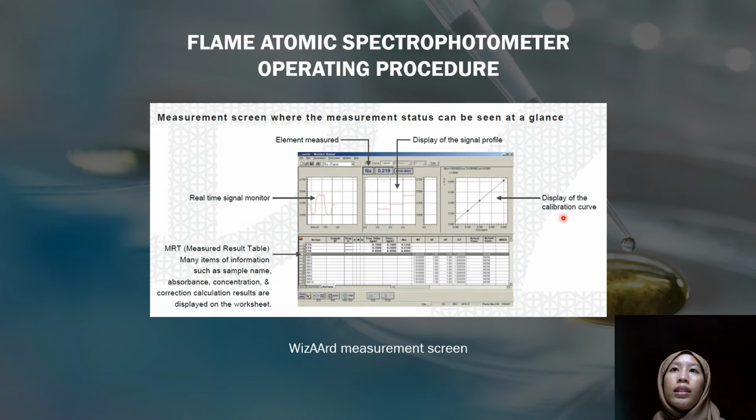So this is the interface or the screen of the Wizard software. This is where the chart shows the elements and the signal. This one is for the calibration curve. This one is the real-time signal monitor. And this chart looks like Excel and also works like Excel, and is called the MRT, or measured result table. From here you can get much information such as sample name, absorbance, concentration, and other results that are needed.